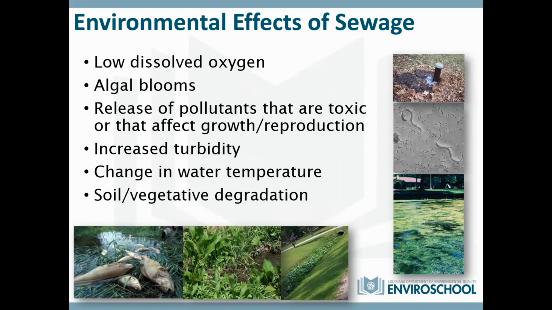So let's talk about some of the environmental effects of sewage. You'll get low dissolved oxygen because there's so many nutrients and so much organic material going into it. You can have some issues with the dissolved oxygen, and that's where you get fish kills. Algal blooms are an issue. We talked about that earlier. Again, that's from the nutrient loading. Sewage can release toxic materials as well, which can be really bad for the environment.